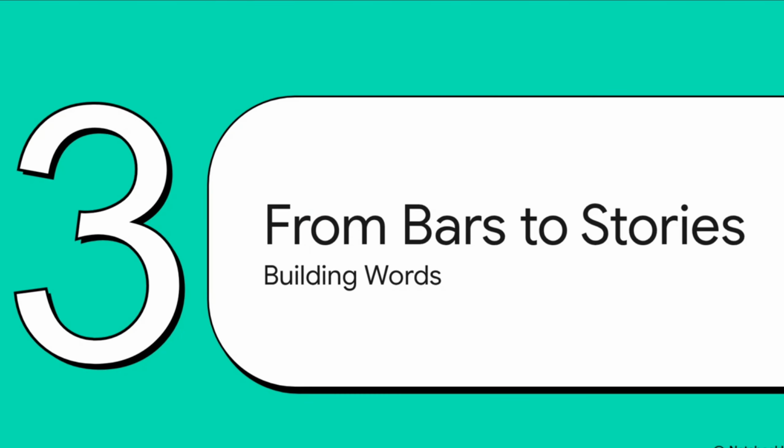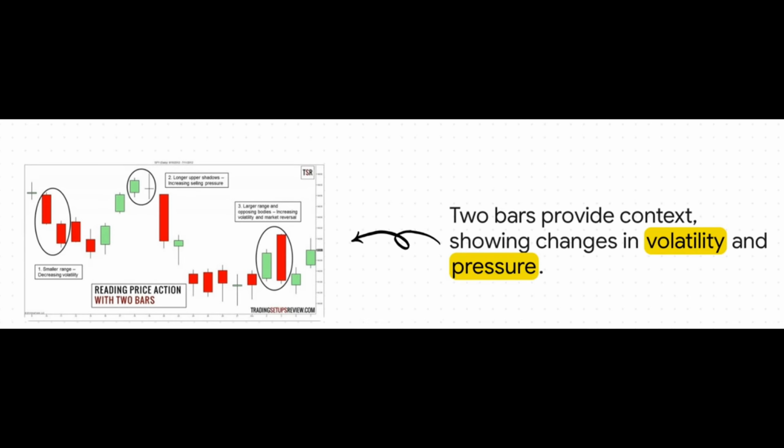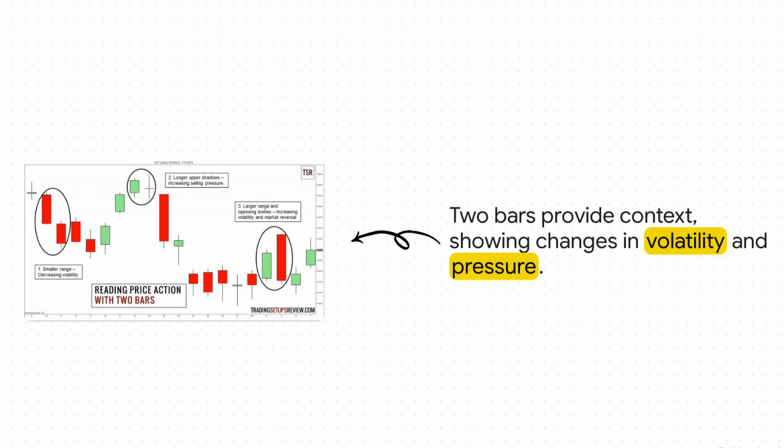Okay, so now we know our alphabet, those individual candlesticks. Now we can start putting these letters together to form words and sentences. And this is where a much, much richer story starts to unfold. See, a single candlestick is really just a letter. But when you put two of them side by side, boom, you suddenly get context. You can immediately see if volatility is picking up or dying down just by comparing their size. You can see if buying or selling pressure is growing by looking at their shadows.